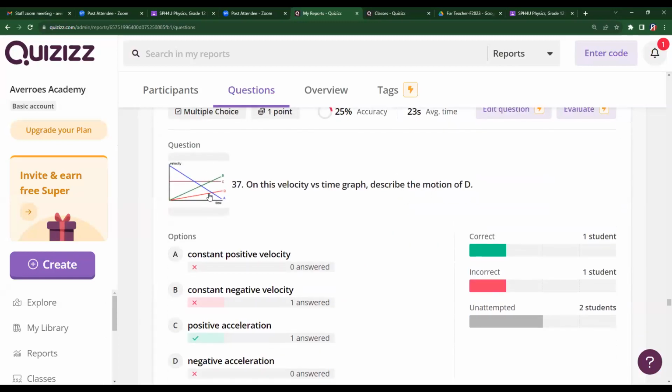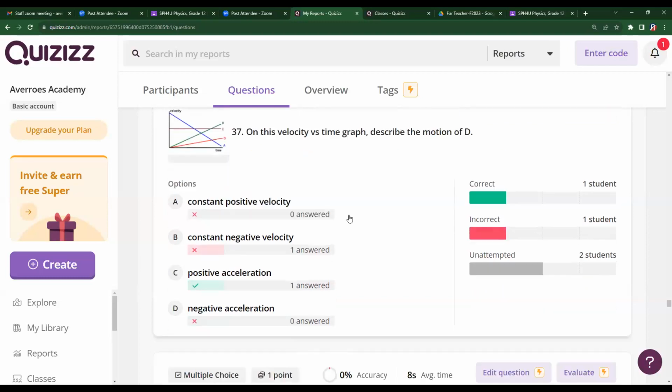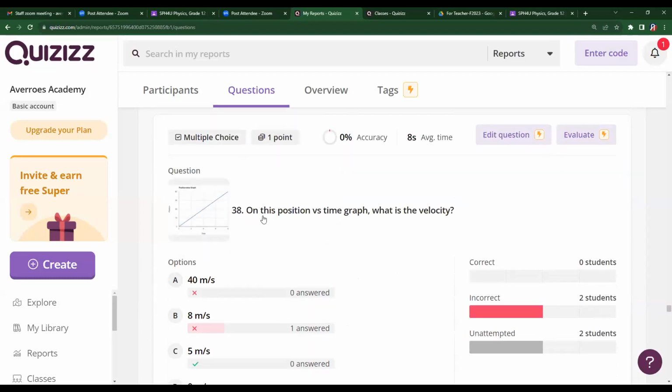Okay, motion of D. So D is a red line. So acceleration is positive. So speed increases with time. On this position time graph, what is velocity? Okay, so velocity for position time graph is slope of the graph.